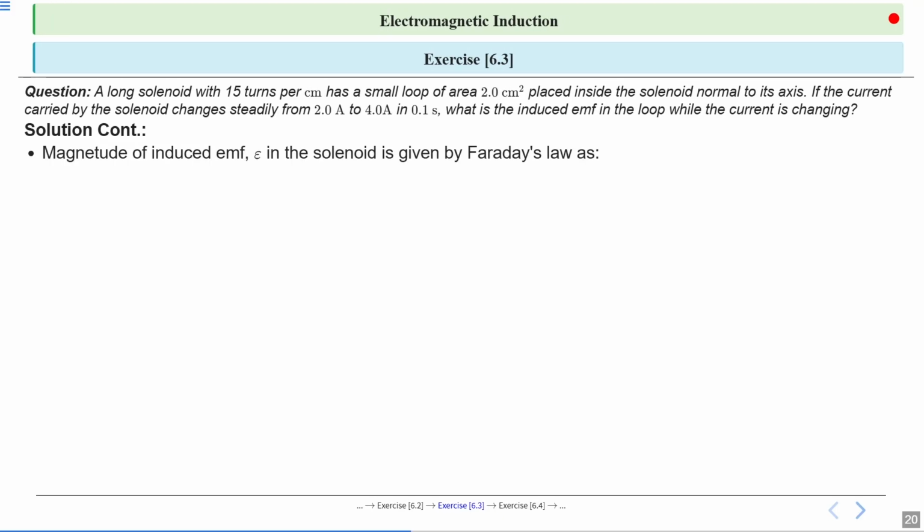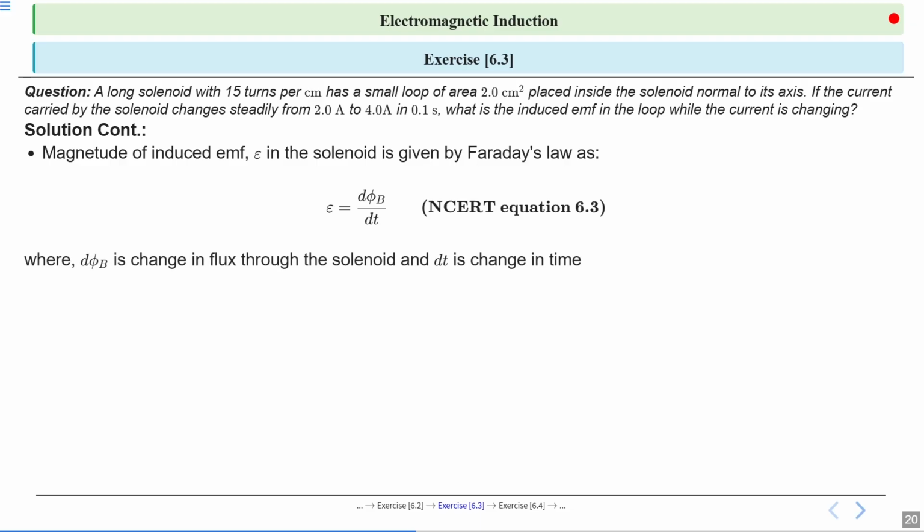So the magnitude of induced EMF epsilon in the solenoid is given by Faraday's law as epsilon equal to d phi B upon dt, NCERT equation 6.3. Here d phi B is the change in the flux. According to Faraday's law, the magnitude of induced EMF is equal to the rate of change of magnetic flux. So d phi B is the change in the flux through the solenoid and dt is the change in time. The magnetic flux through the solenoid phi B is given by BA.